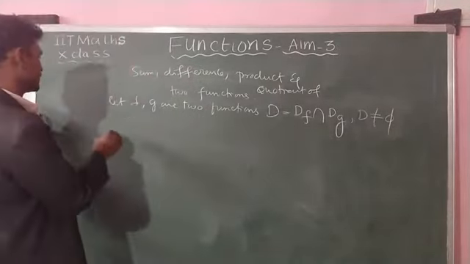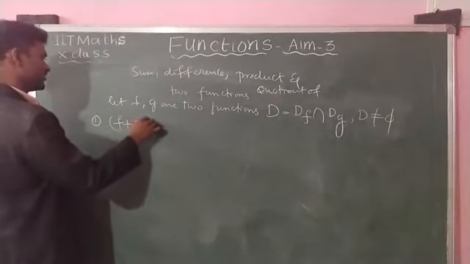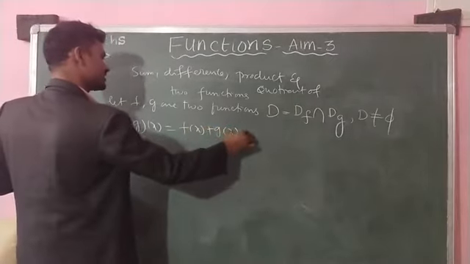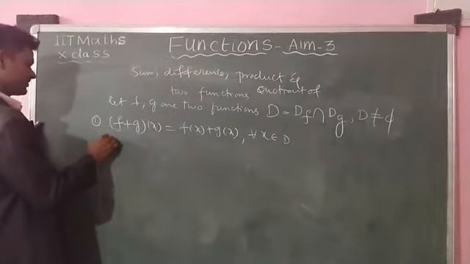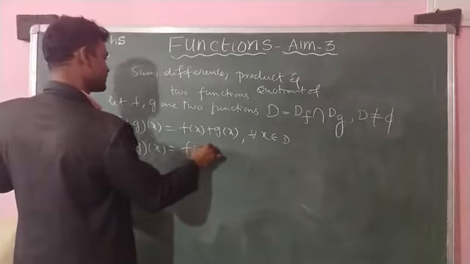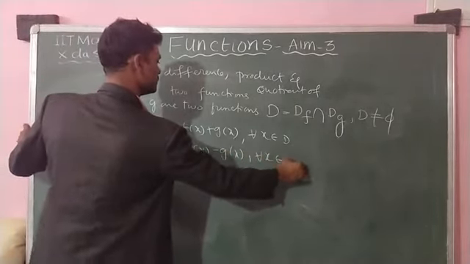Okay, now see here, the sum of the two functions (f plus g)(x) is equal to f(x) plus g(x) for all x belongs to D. Next, the second one, the difference (f minus g)(x) is equal to f(x) minus g(x) for all x belongs to D.